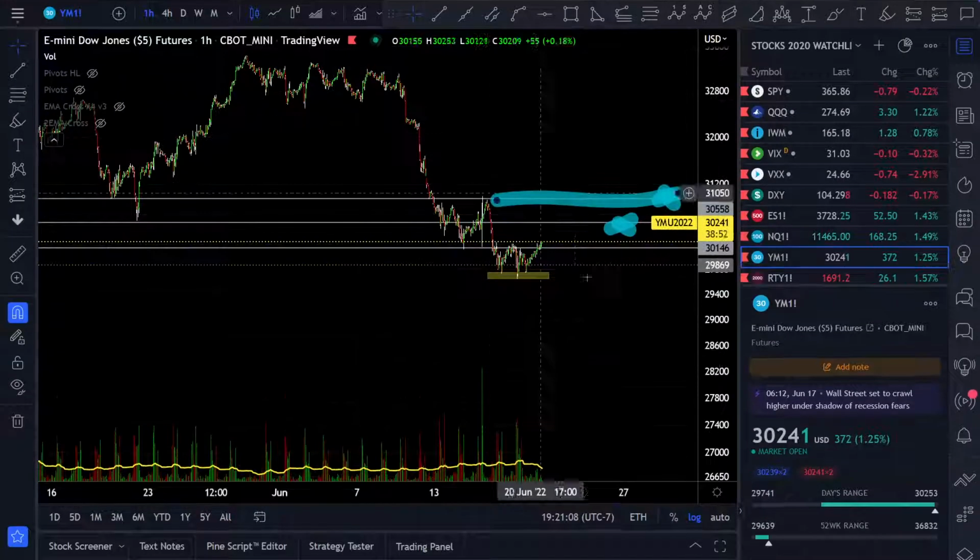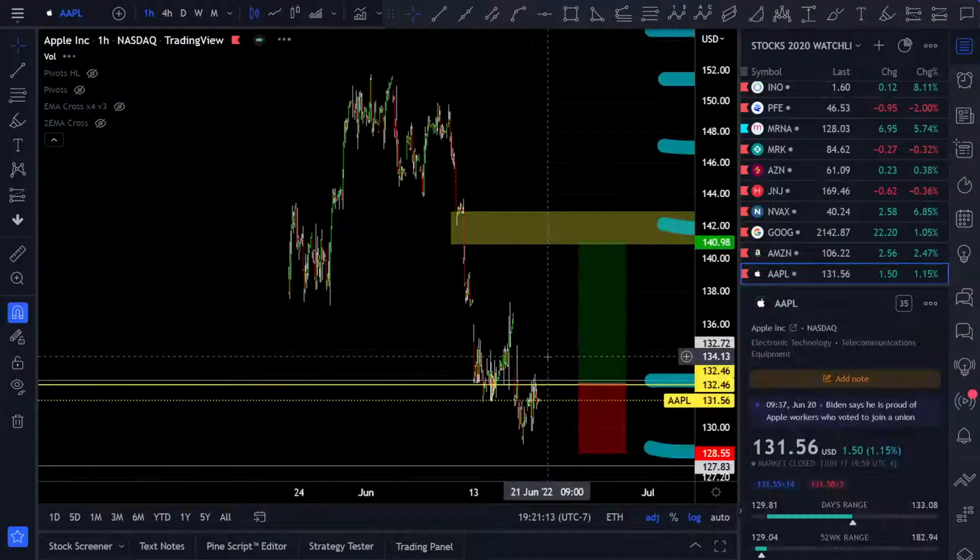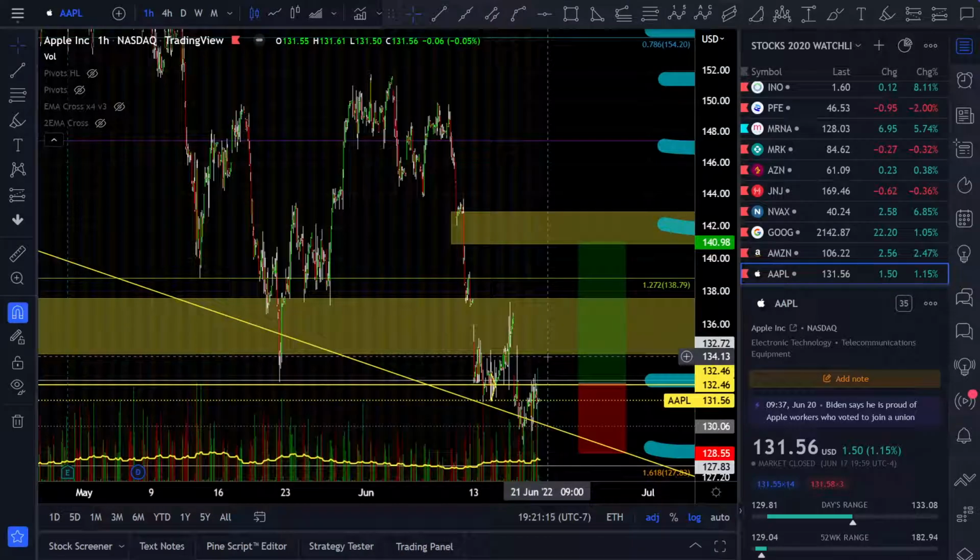It's been about 15 minutes. Okay, so let's look at Apple. We'll do some of the big names. We'll do Apple, Tesla, AMD, Amazon, because of the stock split.